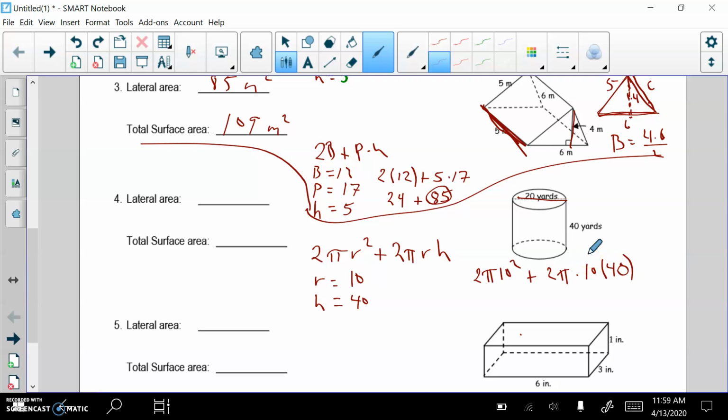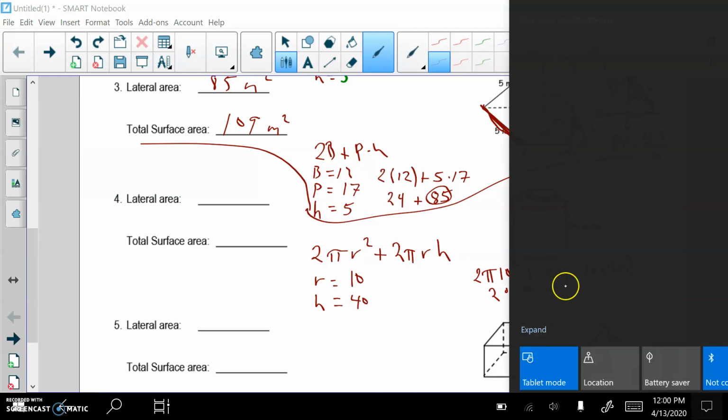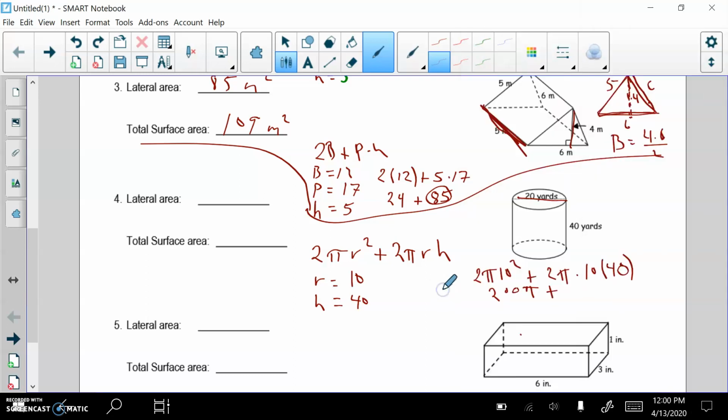So let's crunch those pi numbers. 2 pi rh plus 2 pi r squared. Yep. All right, so 10 squared is 100 times 2 is 200 pi plus, it's just 2 times 10 times 40. So what's that, 800 pi? All right, so again, I have 2 answers in one right there. My total surface area of that cylinder is 1,000 pi.